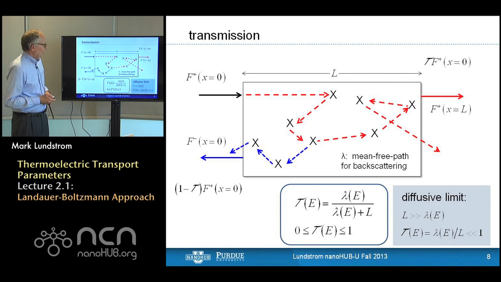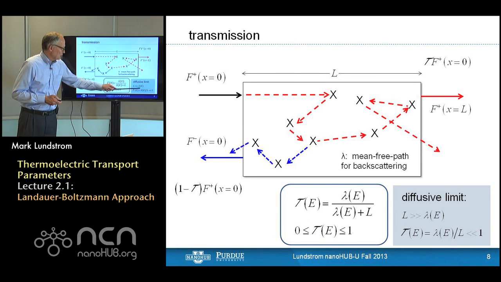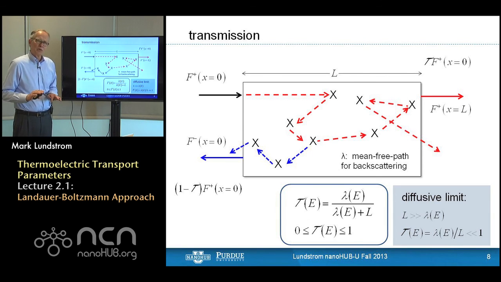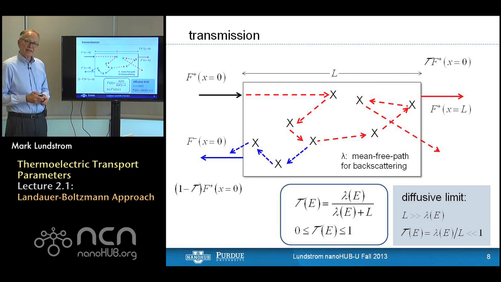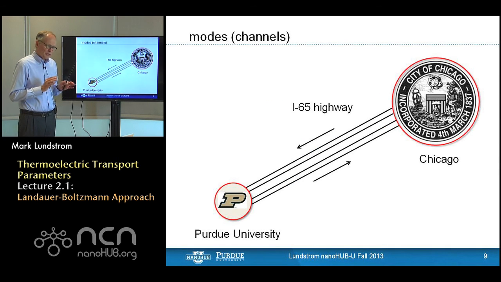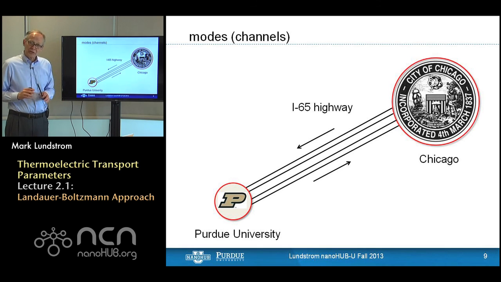Okay. Now, if we look at the limit where the length is much longer than a mean free path, the transmission gets very small. We would say that we're in the diffusive limit then, and the transmission is about mean free path divided by length. For the first few lectures, we're going to be in this traditional bulk thermoelectric diffusive limit. Later on, we'll talk about the ballistic limit where T gets close to or exactly equal to 1. Okay, so that's one of the important parameters, the transmission.